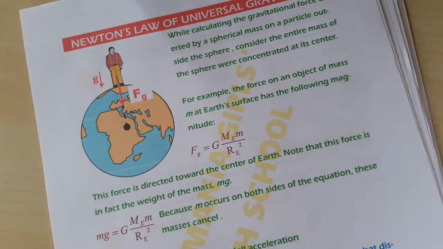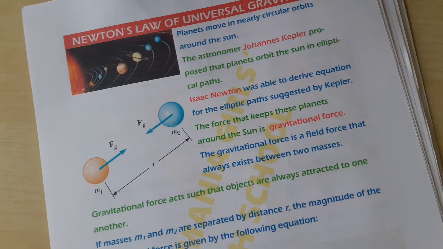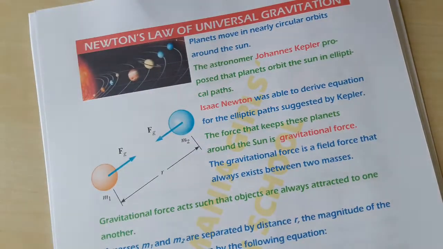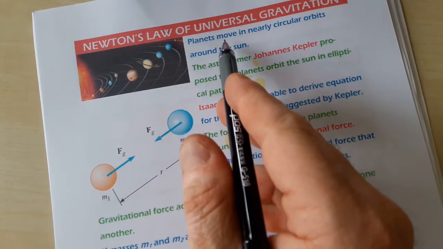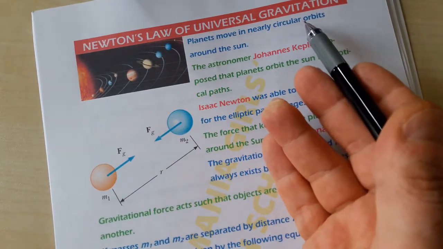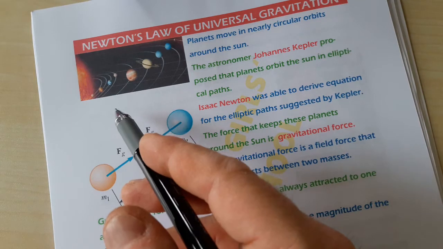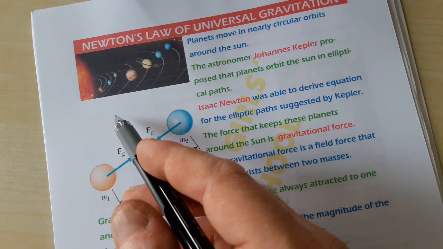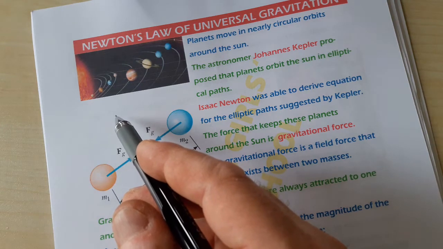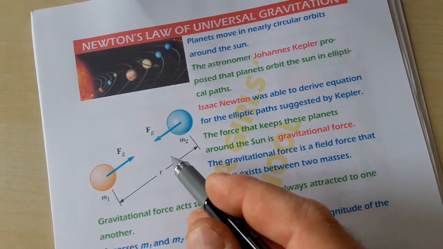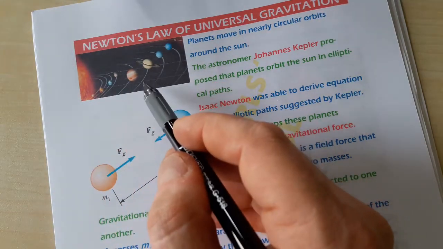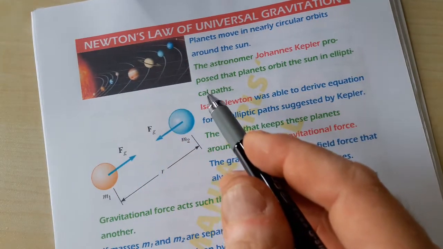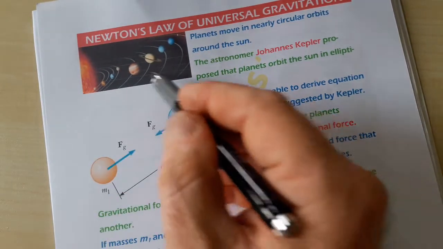All right, so the last title in this chapter is Gravitational Force. Planets move in nearly circular orbits around the sun. And remember, we said that if an object is moving on a circle, there must be a force causing it to move on that circle. That force here is known as the gravitational force. So the sun attracts Earth and other planets with a gravitational force, causing them to move on a circular path.